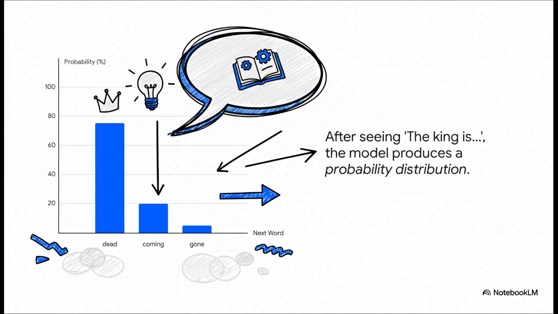So when the model sees a phrase like, "the king is," it doesn't just pick one word. It actually generates a list of probabilities for its entire vocabulary. As you can see here, it might think there's a 65% chance the next word is dead, a 20% chance it's coming, and so on. Then, it basically rolls a weighted die to pick which word to use.